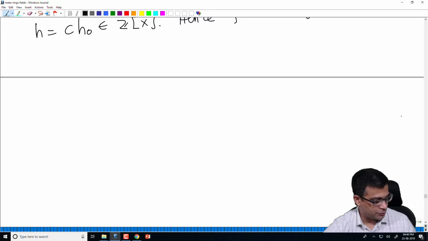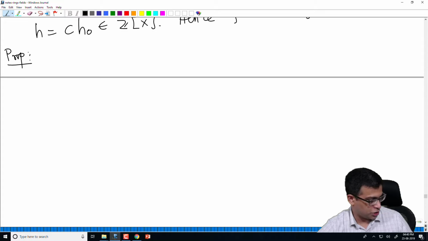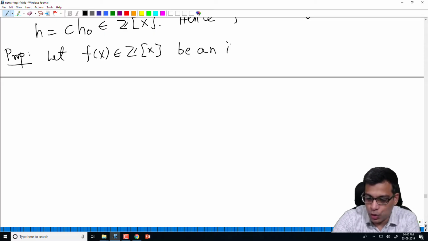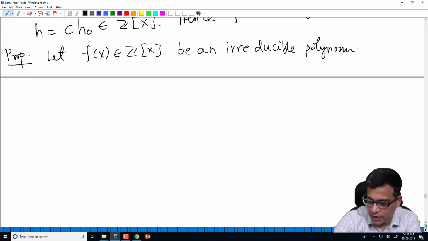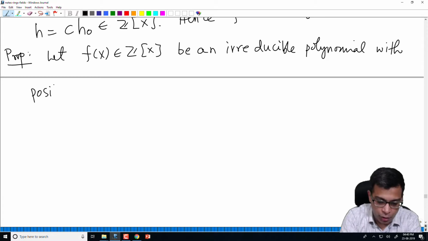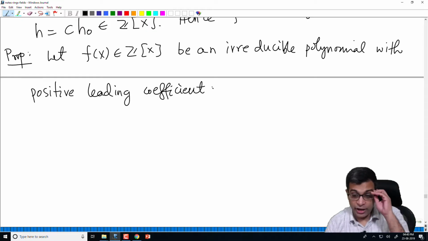Now I am going to prove a nice fact before we finally prove that ZX is a UFD. So I am going to call this a different proposition. It says: let f(x) be an irreducible polynomial in ZX with positive leading coefficient. So I am going to take an irreducible polynomial. Remember, irreducible in ZX.